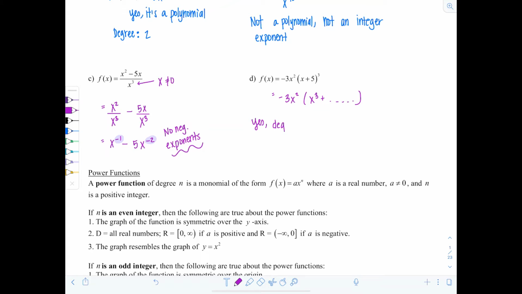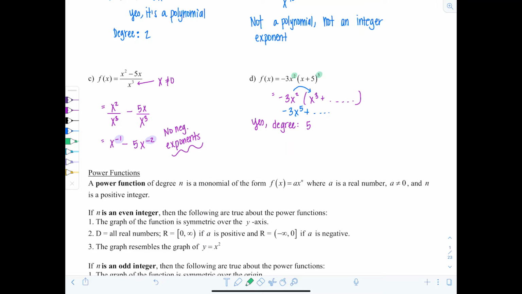What's the degree? What would be the exponent on x? What would be the highest degree term if we were to multiply it out? You don't need to. So if I took negative 3x squared and multiplied by x cubed, I'd have negative 3x to the 5th plus a bunch of smaller degree terms. So the degree is 5. So in this case, you could just add these exponents together, right? 3 plus 2, and there's the degree.